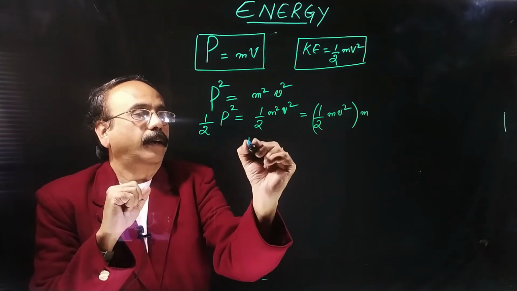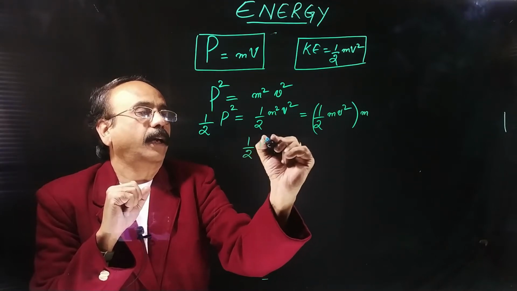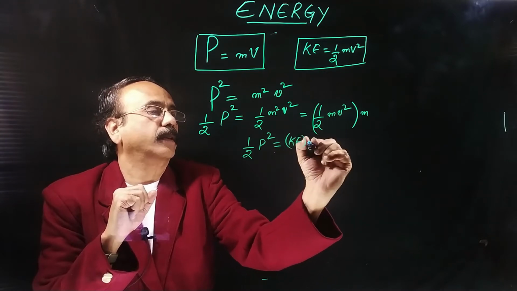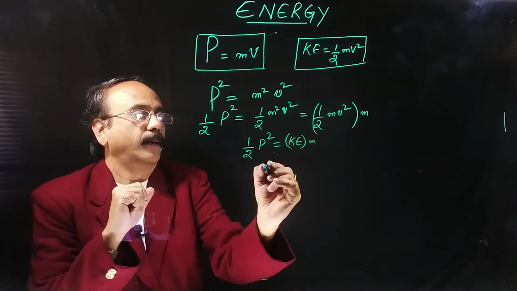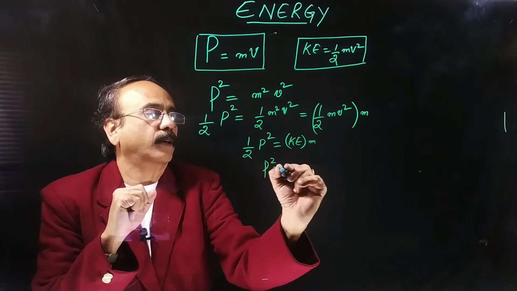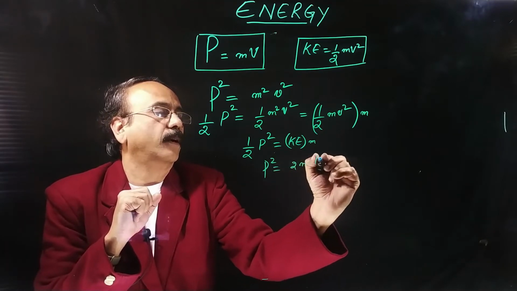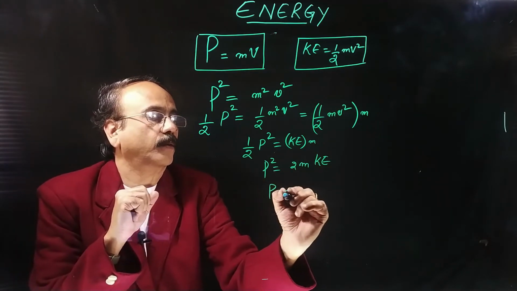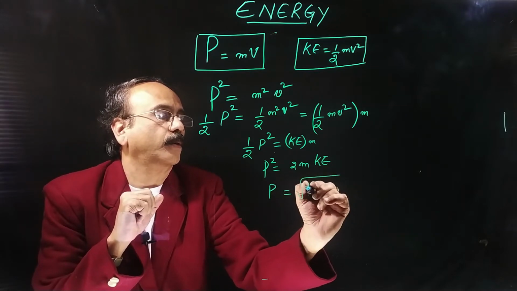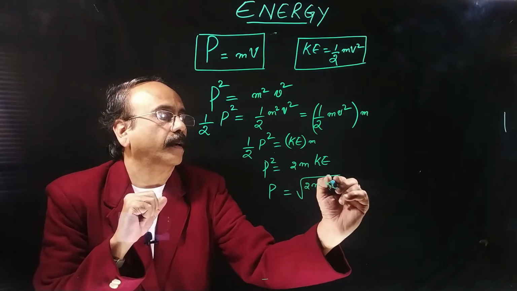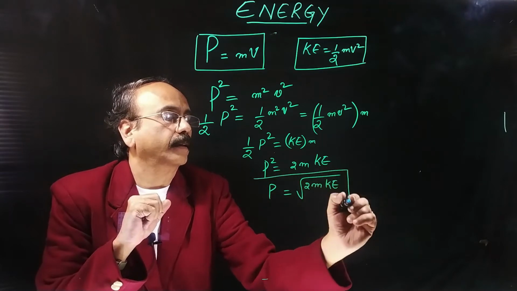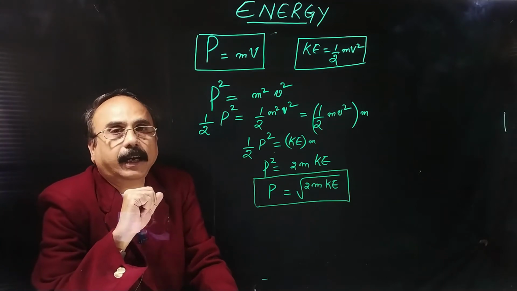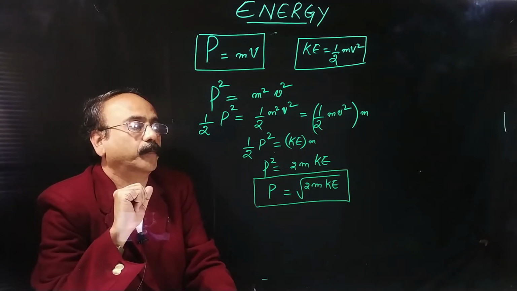Now this is going to be half p square is equal to kinetic energy times the mass, or p square is equal to 2m times the kinetic energy, or p is equal to under root 2m times kinetic energy. So this is the relation between the kinetic energy and the momentum.